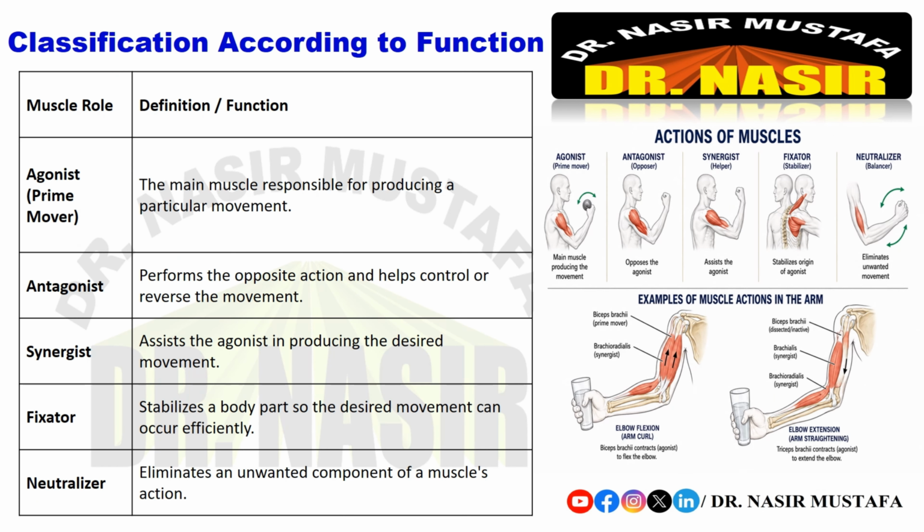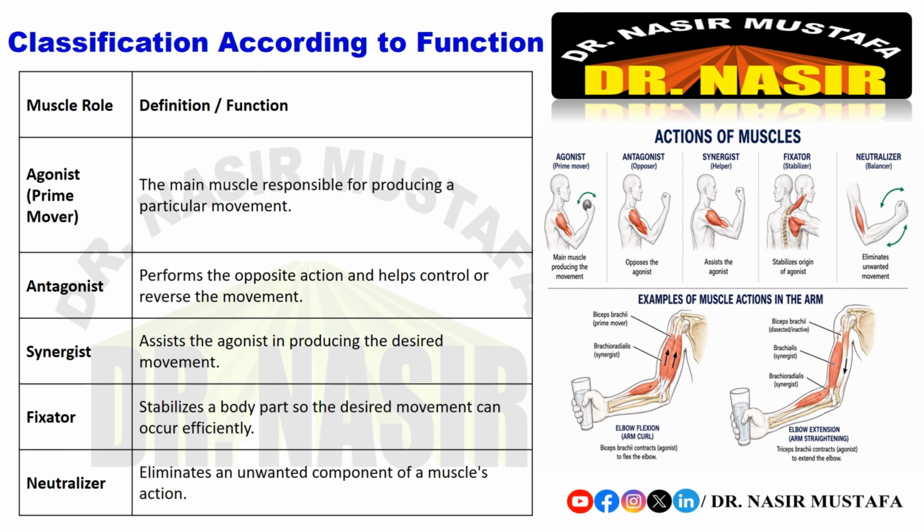Classification according to function. Now let's move from structure to function. When muscles work together to produce movement, different muscles may have different roles. The agonist or prime mover is the main muscle responsible for producing a particular movement. The antagonist performs the opposite action and can help control or reverse the movement.